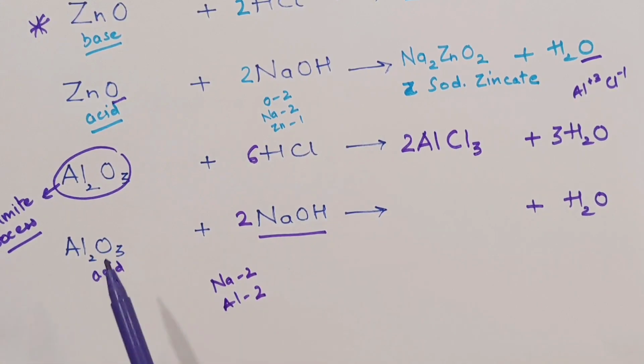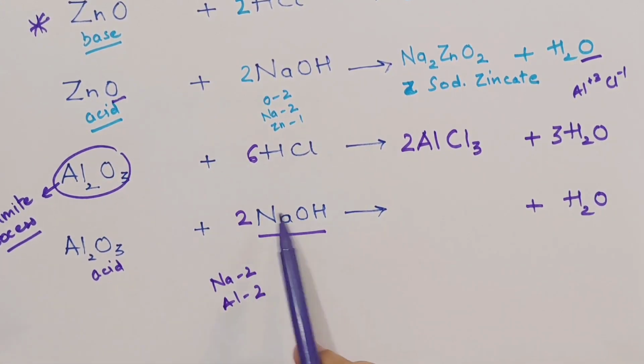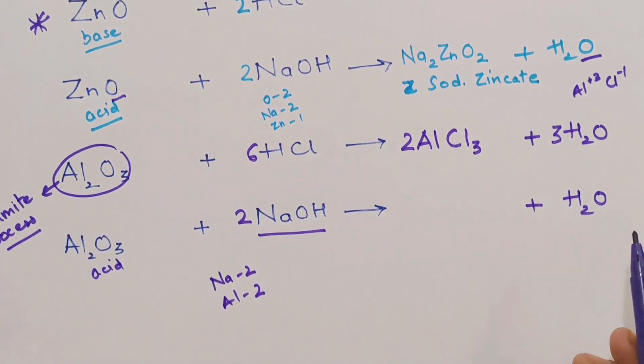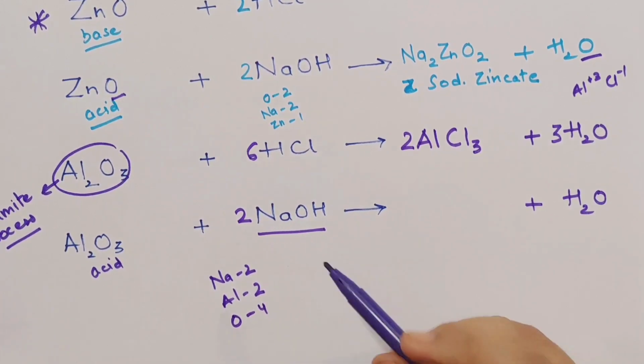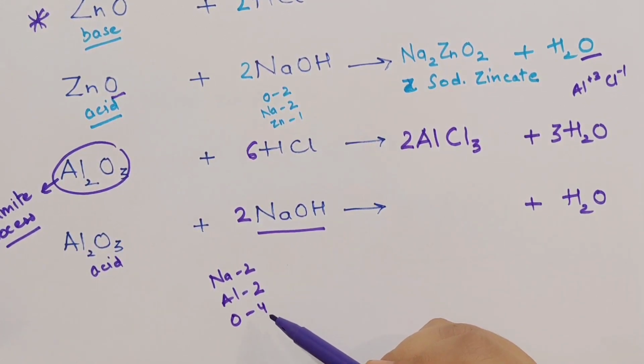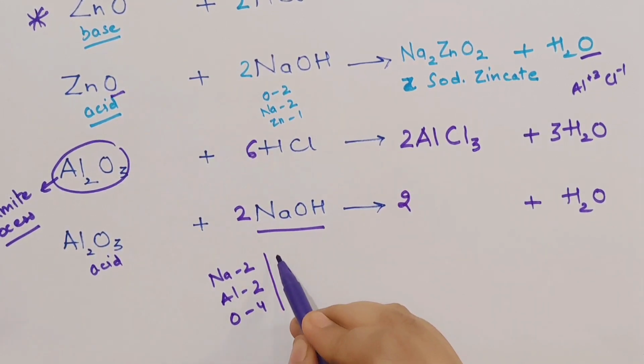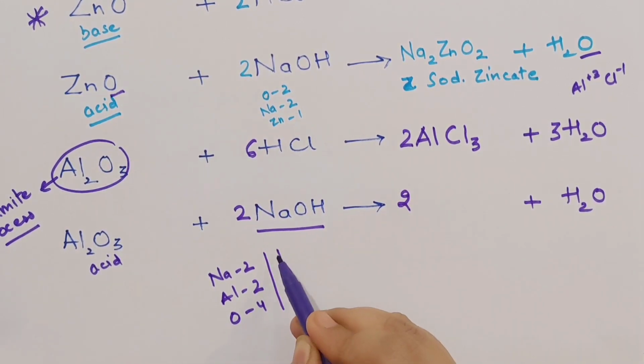Coming on to oxygen. There are a total of 5 oxygens on the reactant side, 3 here and 2 here. Out of the 5, 1 is taken care of. You are left with 4 oxygens. Now, if you look at the numbers 2, 2, 4, we can easily take 2 common. If we take 2 common, what are we left with? 1, 1, 2. That means 1 sodium, 1 aluminium and 2 oxygens.